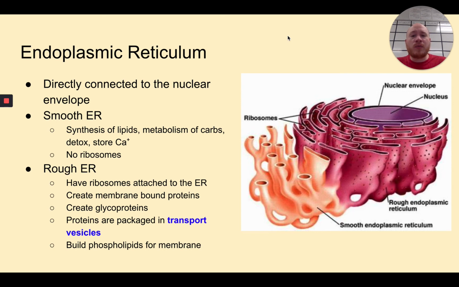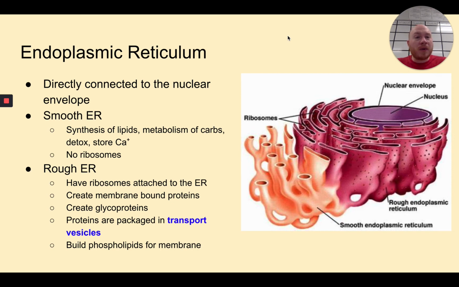There are no ribosomes attached to the smooth ER, excuse me, but the smooth and rough ER can be attached to each other, so just be aware. They're just like two separate parts of the same thing. The rough ER has ribosomes attached to it. That's why it's called a rough ER.